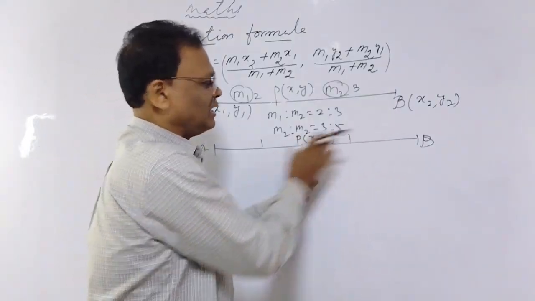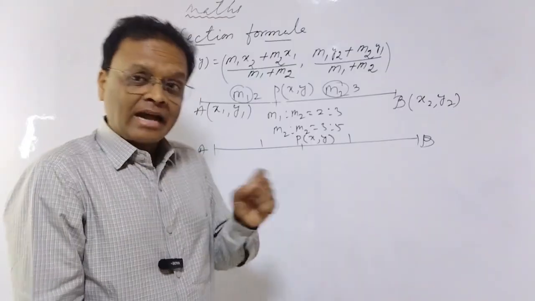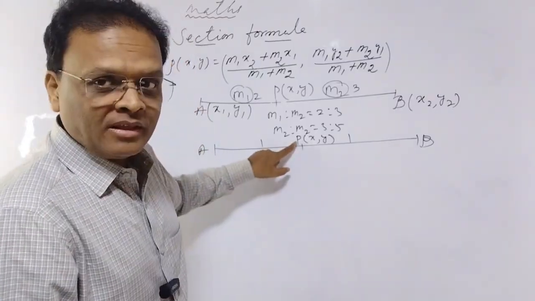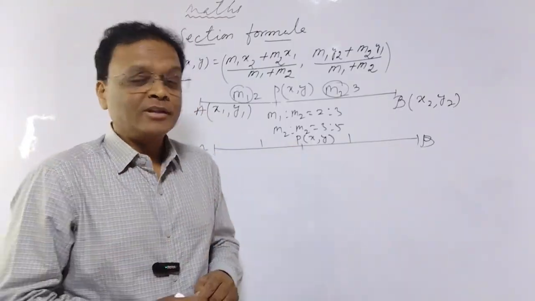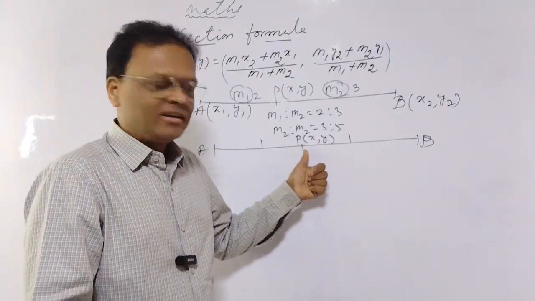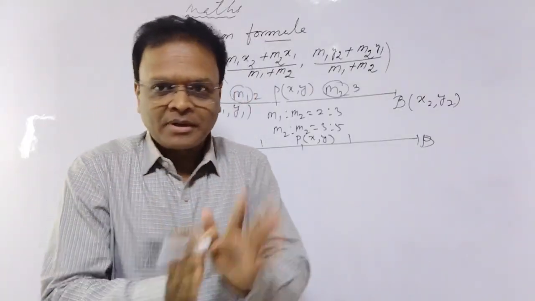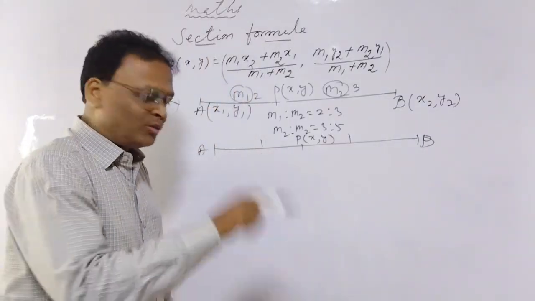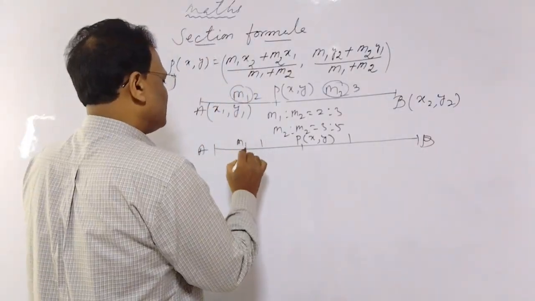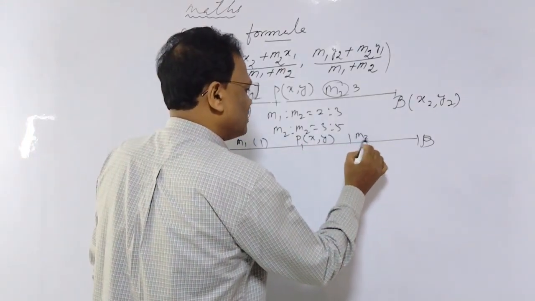Then only the two parts are equal. If the two parts become equal, in that case this point P becomes my midpoint. This P will become the midpoint if it divides this line segment into two equal parts. In that case, my m1 becomes 1, and my m2 also becomes 1.